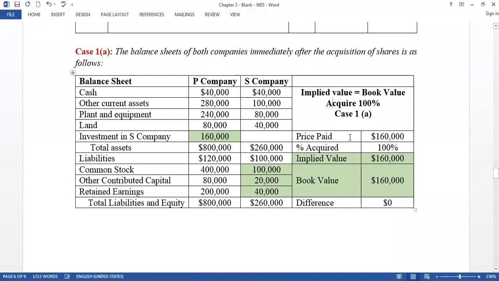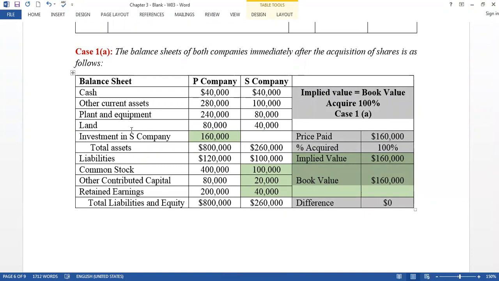Now, this is the workings. The question may not ask you to do that. This part is just for your reference. In the question, I may not ask you to calculate the difference. You have to do this kind of calculation for your own benefit.